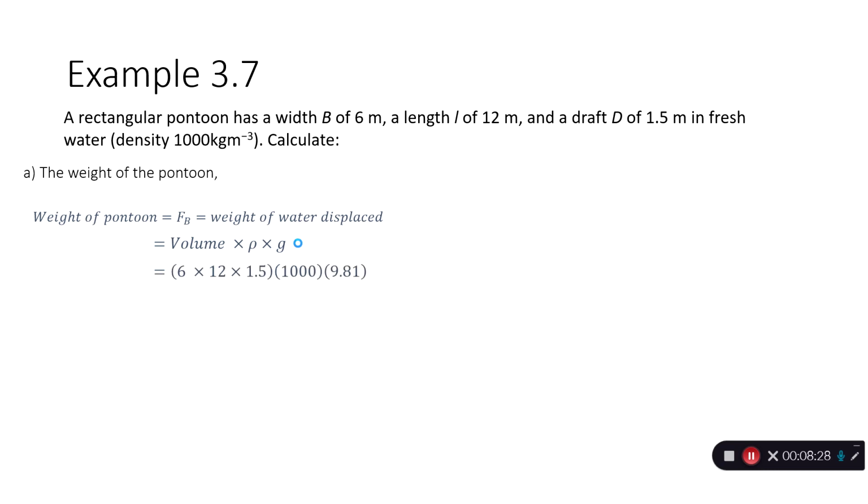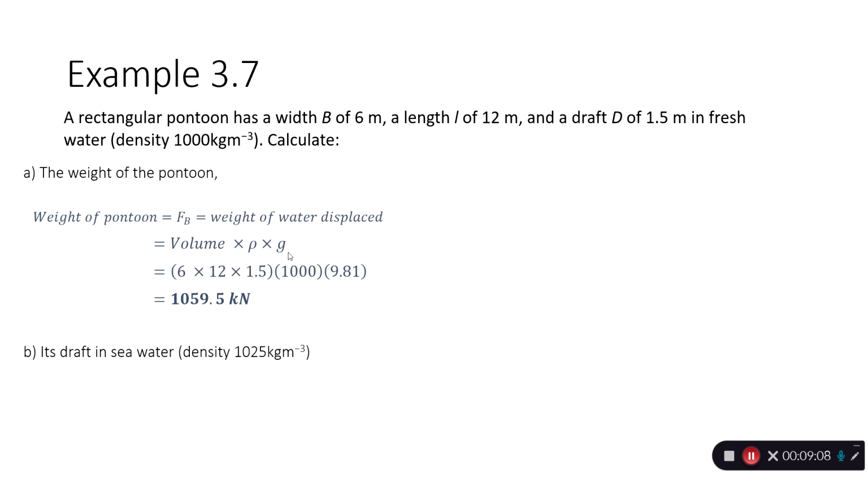So the volume of the water is equal to the volume of the pontoon that is underwater. So its area, 6 by 12, times the height underwater, 1.5, times density times gravity. The answer is 1059.5 kilonewtons. If you're wondering where this equation is from, it's simply weight is mass times gravity, right? And mass is volume times density. Density equals mass over volume, so you will work it out from there, and times gravity.